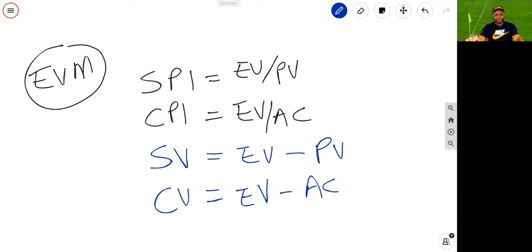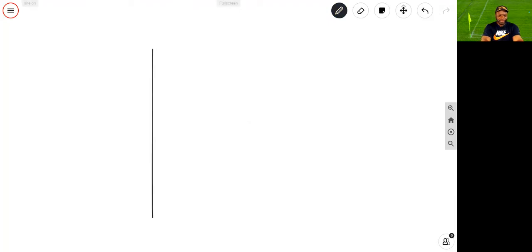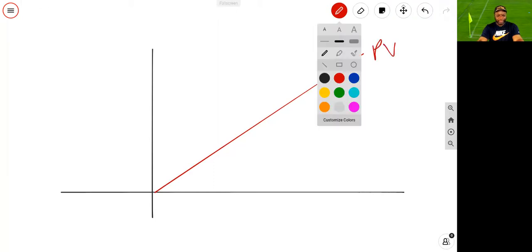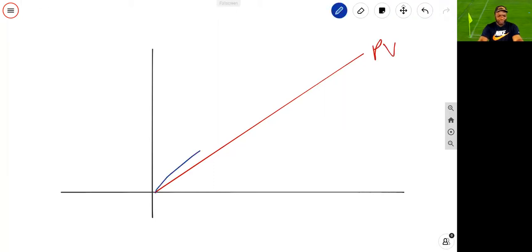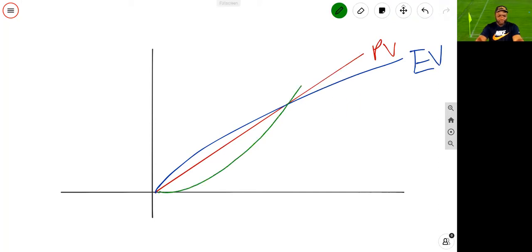Now, to go a step further, you should be able to take these formulas and play with them in a graph. So if you're given a graph like this, and you're told that the red line is like that, and let's say the red line is planned value, right? And then you've got a blue line that goes like this. And the blue line is earned value. And you have a green line that goes like this. And the green line is actual cost.